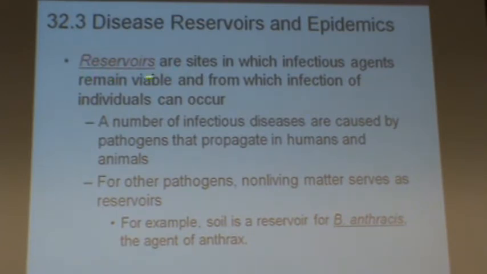Reservoir is another key concept in epidemiology. We mentioned that, like SARS, the natural reservoir of the SARS virus is bats. When it jumps to humans, humans are not a natural reservoir of SARS viruses. The same is true for West Nile virus. Mosquito is the vector, but the natural reservoir of West Nile virus is birds.